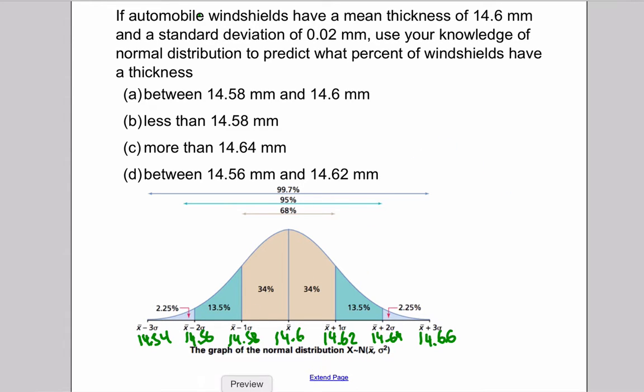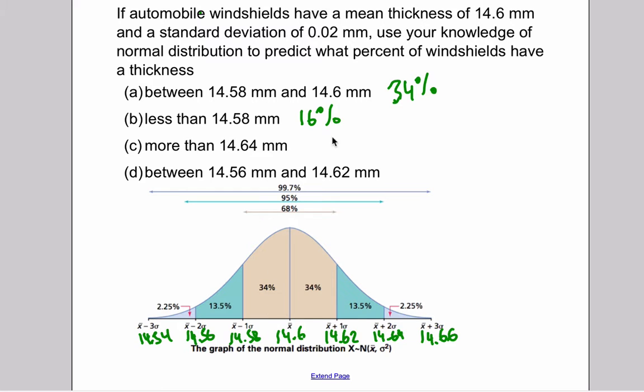So if we're asked to estimate the percent of the population between each of these ranges, well, between 14.58 and 14.6 is going to be between one standard deviation below the mean and the mean, and so that's going to be 34%. Less than 14.58, so this is going to be the bottom part of this curve, which is going to be approximately 16%.